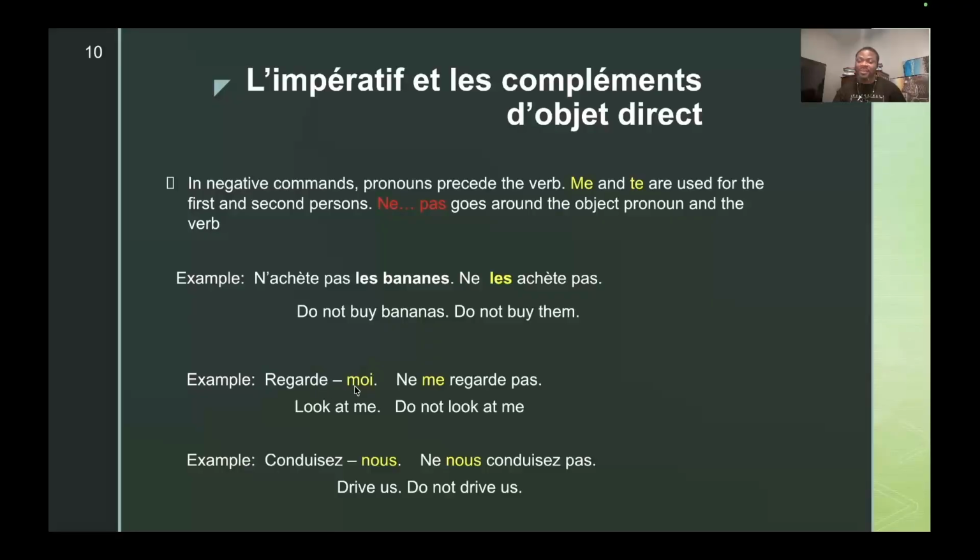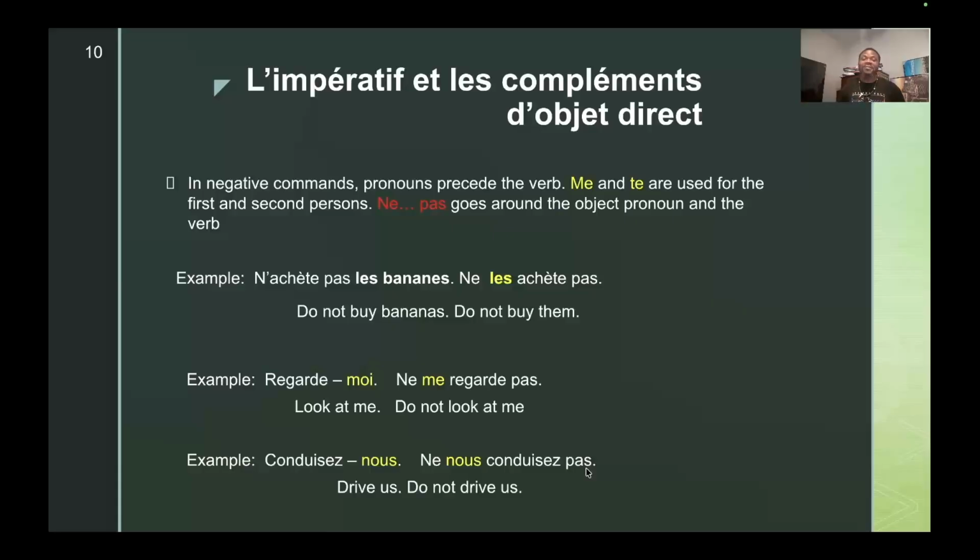Regarde-moi. Look at me. Now, moi in negative takes the normal form me, but instead of being after the verb, it's now placed before the verb, as normally it should be. Regarde-moi. Look at me. Ne me regarde pas. Do not look at me. Let's see this one too. Conduisez-nous. Drive us. Ne nous conduisez pas. Do not drive us.